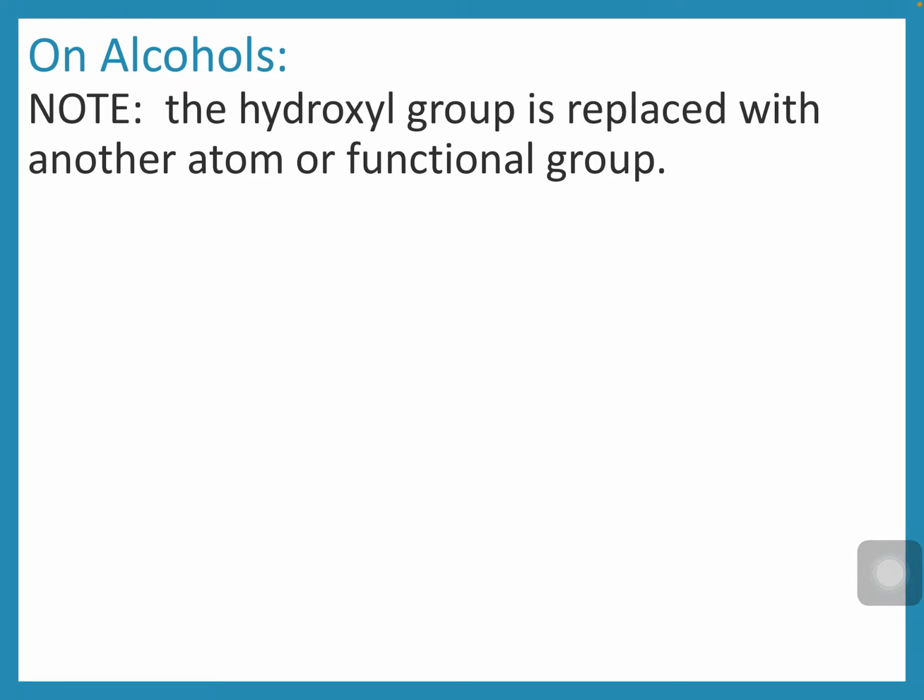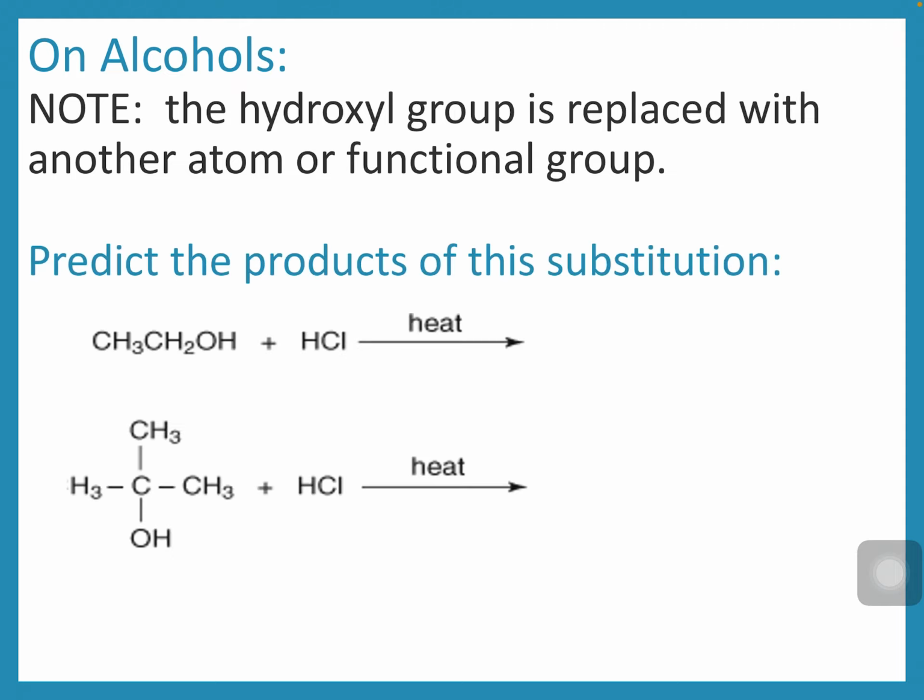And on alcohols, we have a hydroxyl group, and that is going to get replaced with another atom or functional group. We have a couple examples here. We have an alcohol, the OH, the hydroxyl group over here. In both these cases, we're adding hydrochloric acid, and so that chlorine is going to swap places with that hydroxide. The same thing will happen in this case as well. The OH is going to pair with the hydrogen to make water. So we've got the chlorine and the hydroxide swapping places, so water there, and then we have our chloroethane.